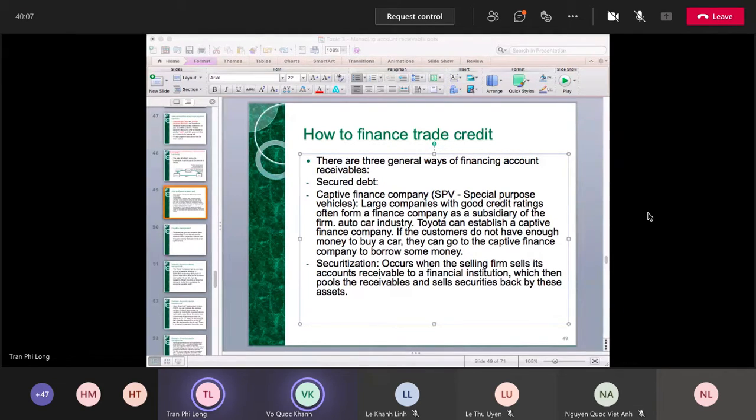Okay, I understand. I have one more question. I think that in securitization, what if there's a financial crisis that makes a lot of people unable to pay? Wouldn't that be very dangerous for investors?